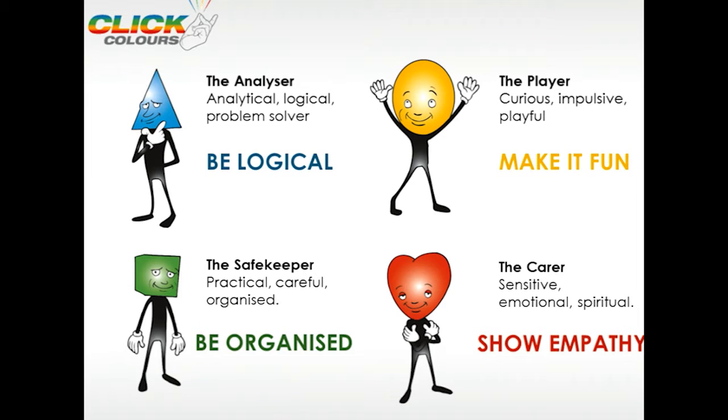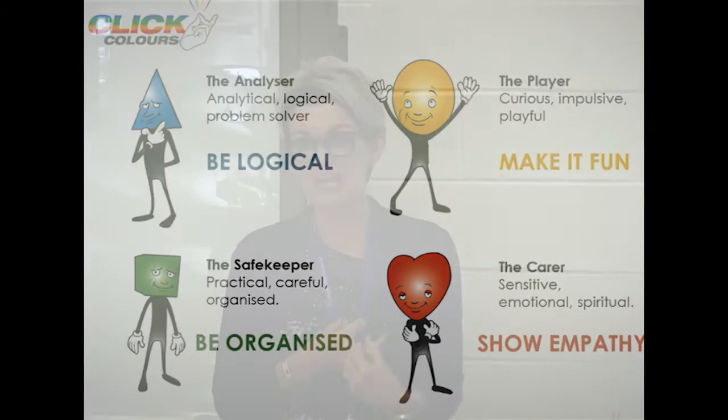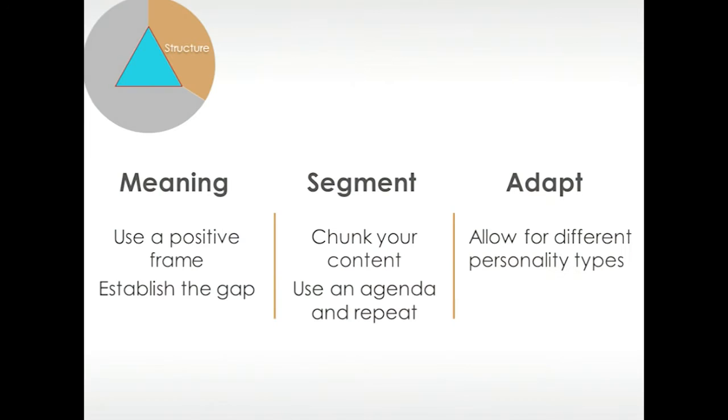And then we have the reds, and I know we had a couple of reds. With the reds, you need to make sure that you demonstrate empathy with the audience. The reds will be very unhappy if you put anyone down or use sarcasm. That's not going to sit well. You need to demonstrate empathy. Time for sharing, for group work, the reds will like that as well. So just think about the things that you can do to accommodate the different personality types. So there we have it within structure: meaning, segment and adapt.